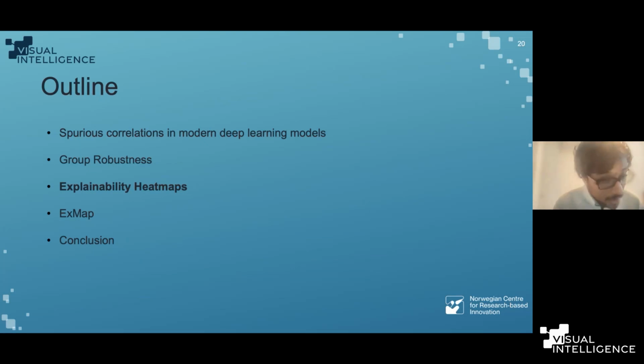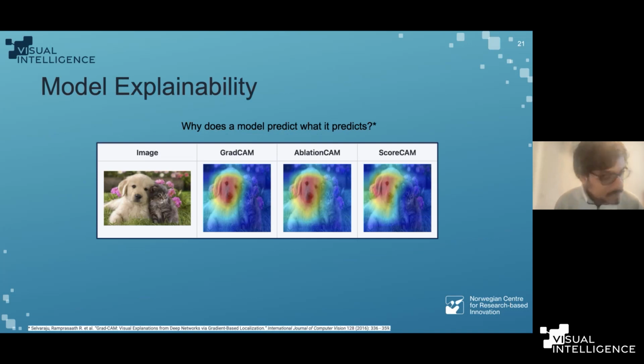But before we present our method and what our contribution is and what gap we solve in the literature, let's take a brief look at explainability heat maps. Model explainability is, again, a very popular research direction, primarily interested in answering the question, why does a model predict what it predicts? In the last decade, we have seen so many well-used algorithms such as GradCam, GradCam++, ScoreCam.